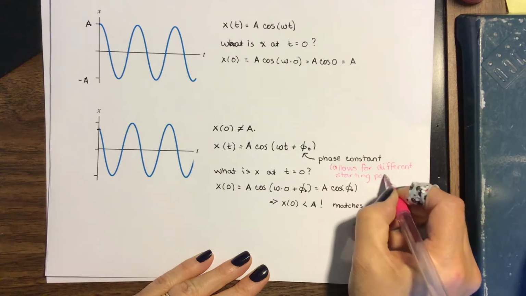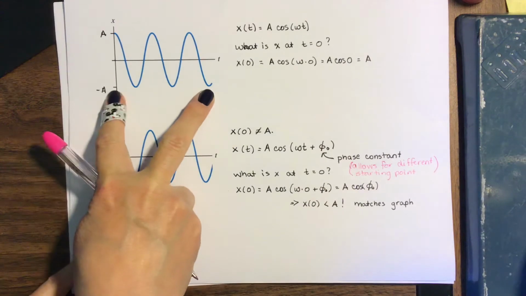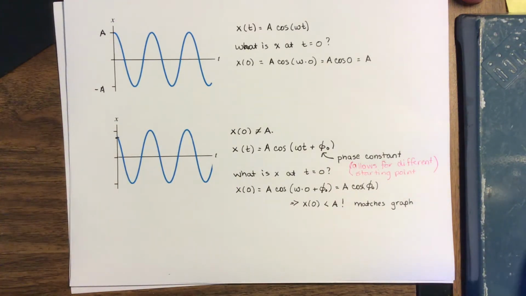And this is also sometimes called a phase shift. So these graphs are the same, but they're just shifted. So this also accounts for that phase shift between the two graphs. Okay, so there's our phase constant.